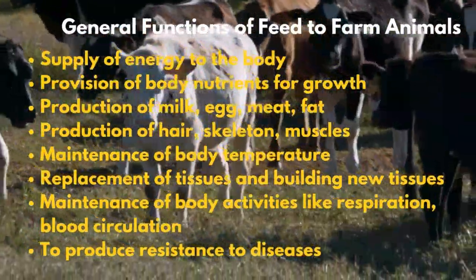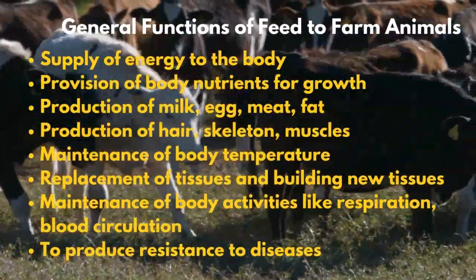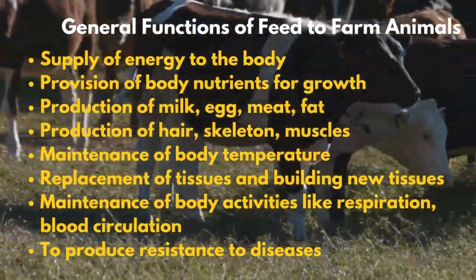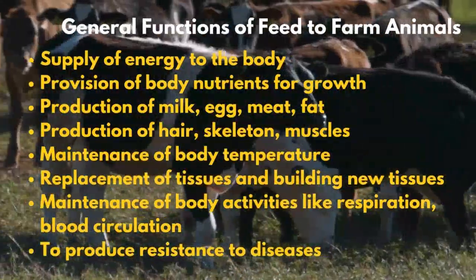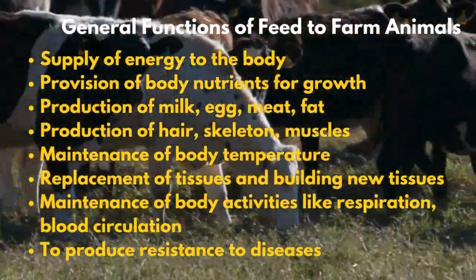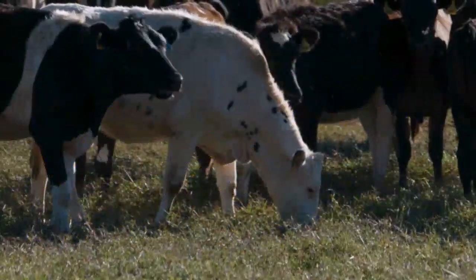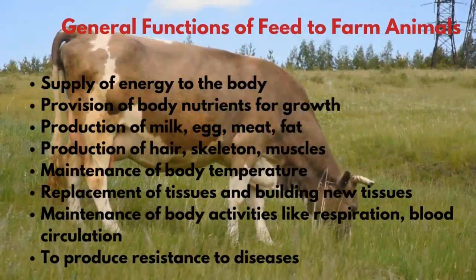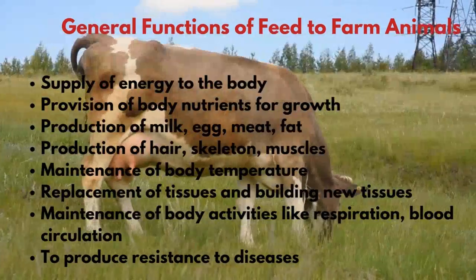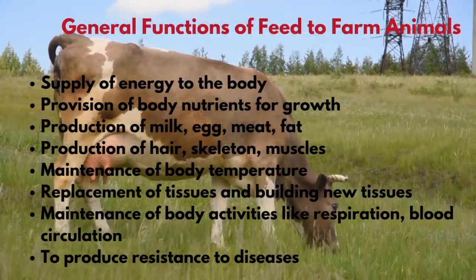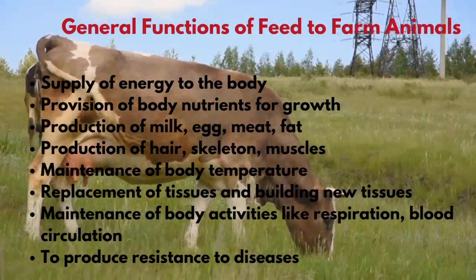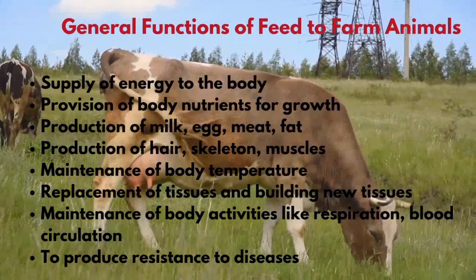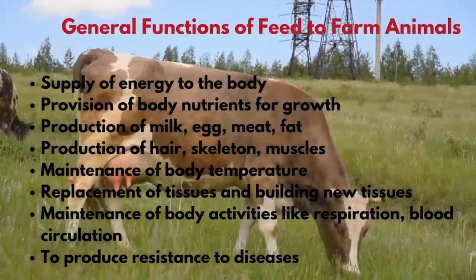So let's look at the general function of feed to farm animals. First is the supply of energy to the body. Without feed, there won't be a good supply of energy to the animals. And of course, some of this energy is essential in order for the animal to carry out its day-to-day activity. Energy is involved in milk production, in grazing, in an animal moving up and down. The feed is also essential for the animal to be able to resist disease and for the maintenance of body temperature.